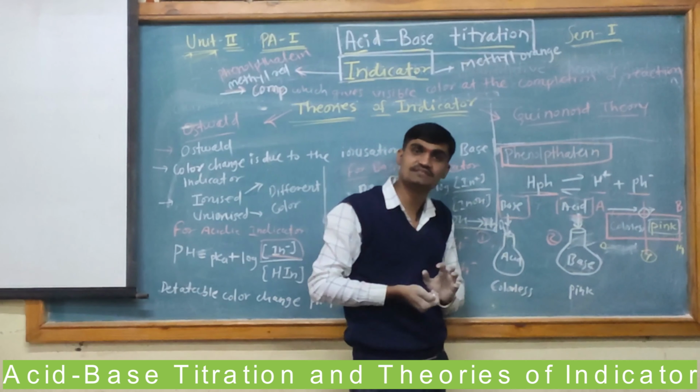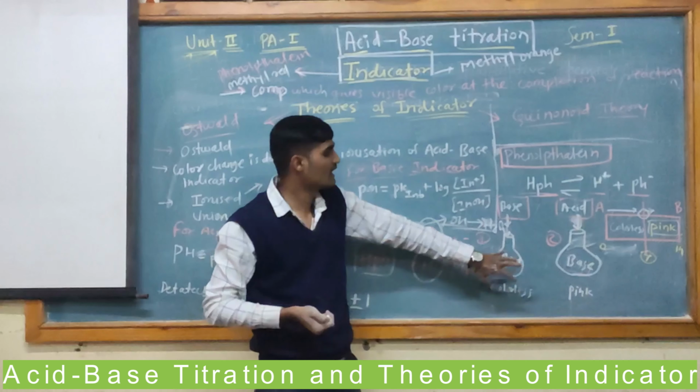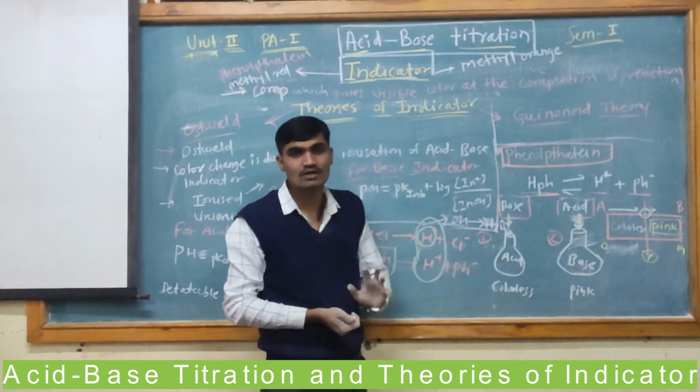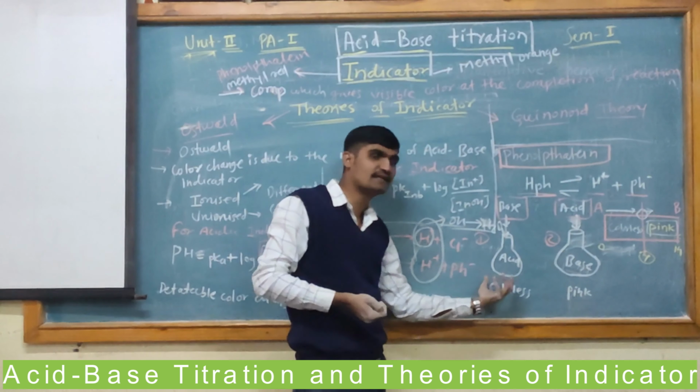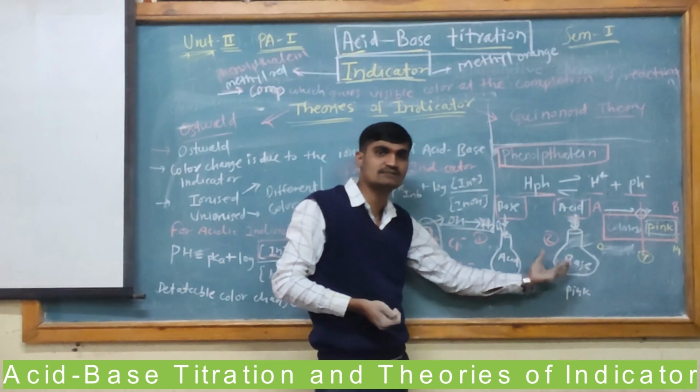So in a titration there are always two observations: colorless to pink and pink to colorless. It is based on whatever material is taken in the conical flask.